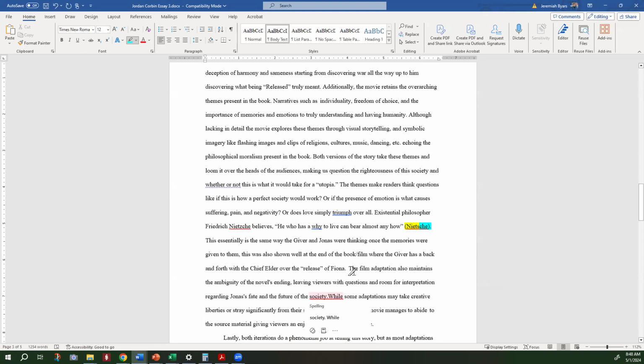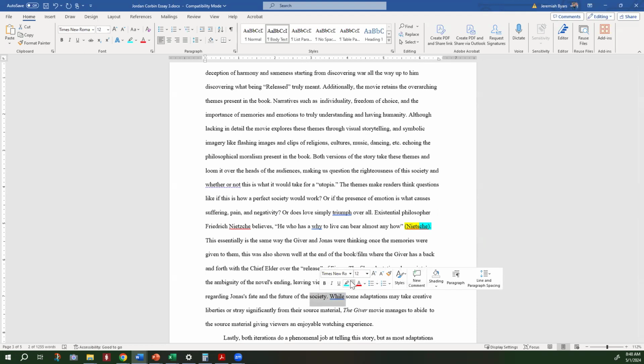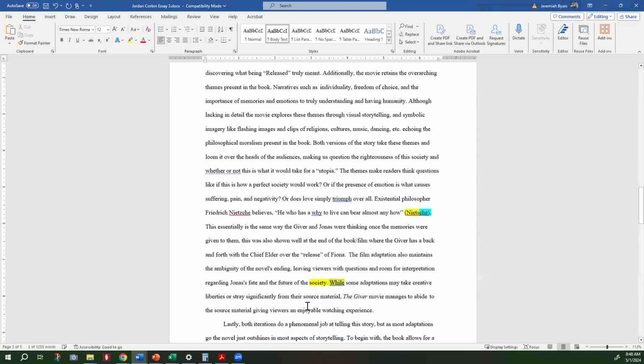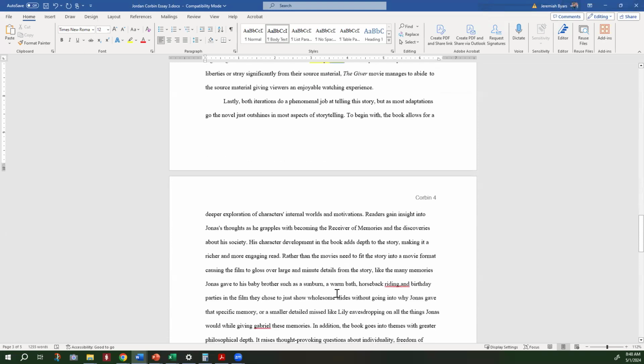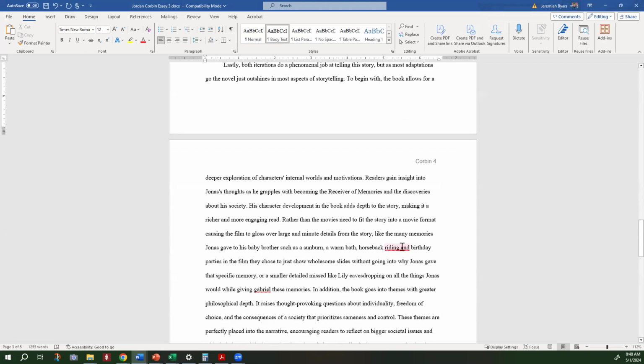Here we have a space. So there's an error for you. That's an error. It's right there. Gabriel is a capital. It needs to be capitalized. So that's an error.